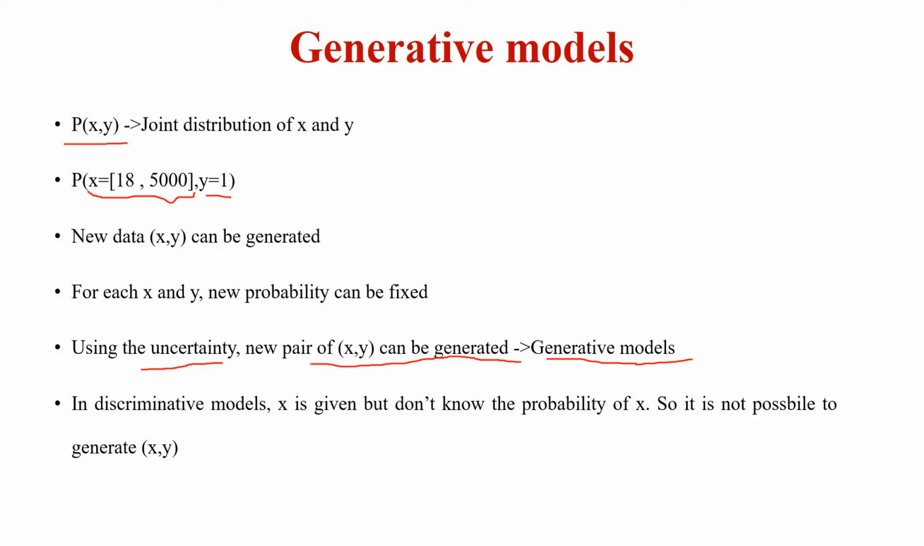In a discriminative model, x is available, but we don't know the probability of x. So it's not possible to generate x comma y. But here we know both x and y. So we will be able to generate a new pair of x comma y.